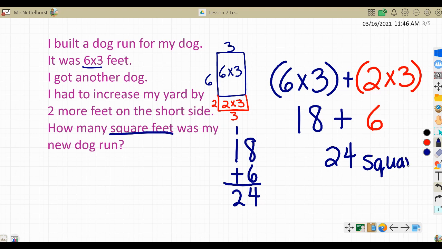square feet. Sorry, my finger's rubbing on the screen. 24 square feet. That was my finger, that wasn't me. Okay, so that's how we did that one.